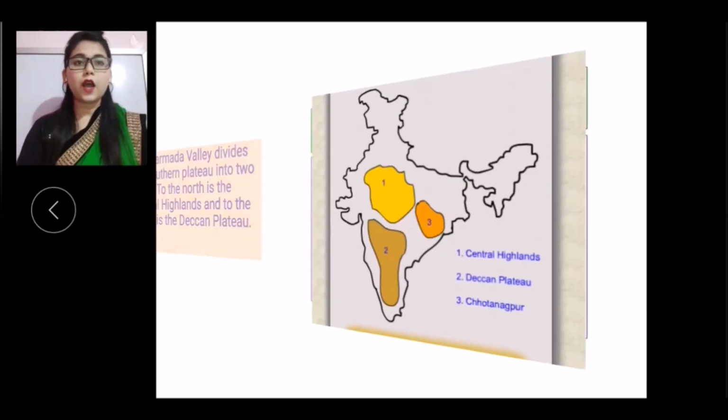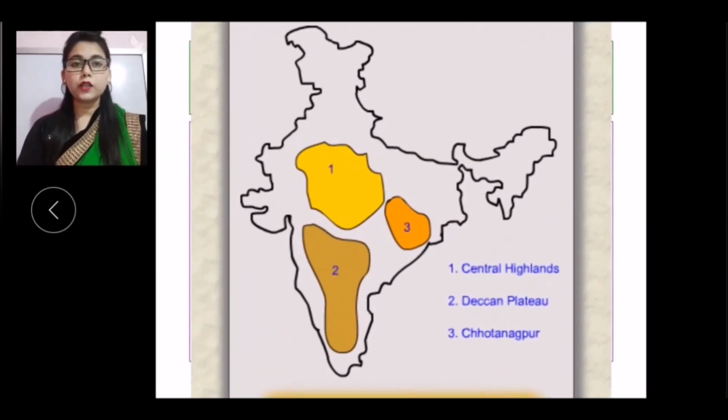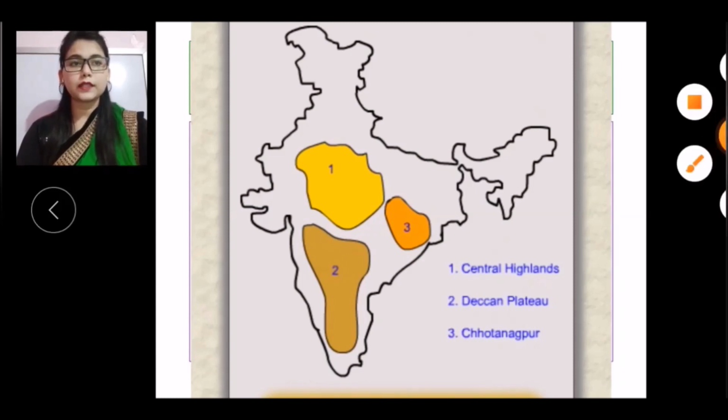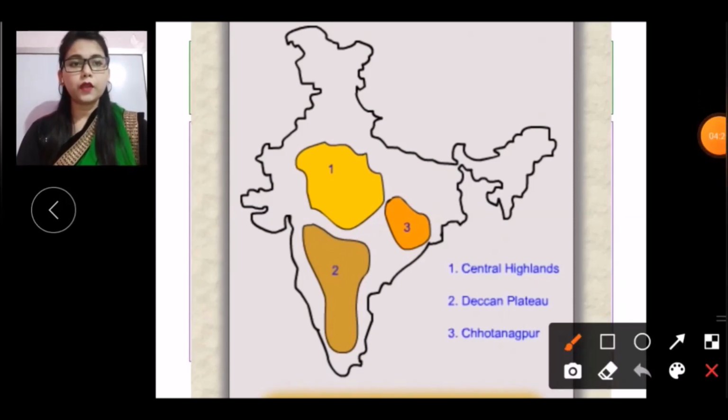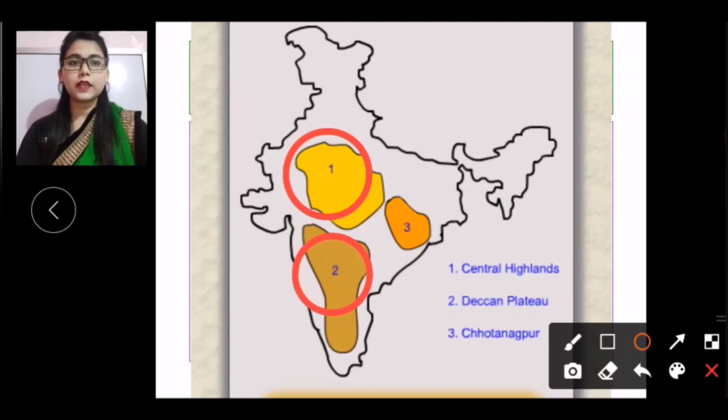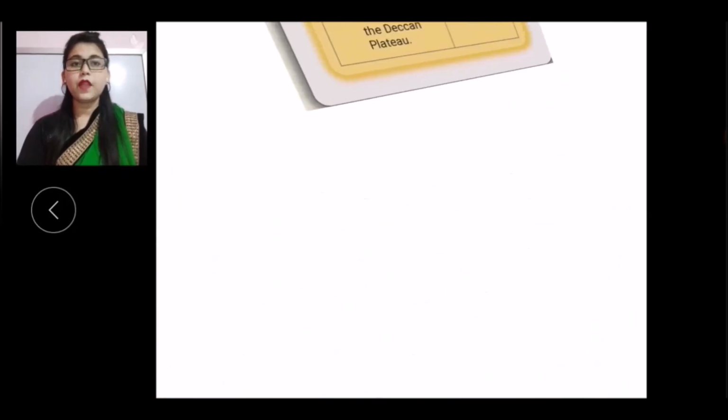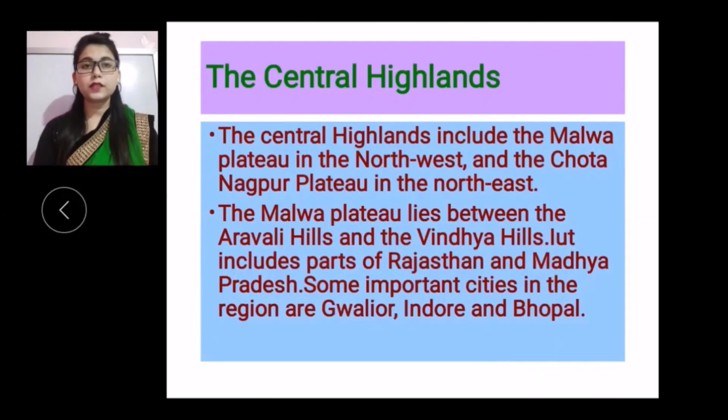Okay. Now here I'll show you on first number in yellow part. Now let me just point it here. Here you can see on first number Central Highlands. Here on second number you can see Deccan Plateau, and here you can see Chota Nagpur. So about these we are going to see. Now move further. Let's talk about first the Central Highlands.